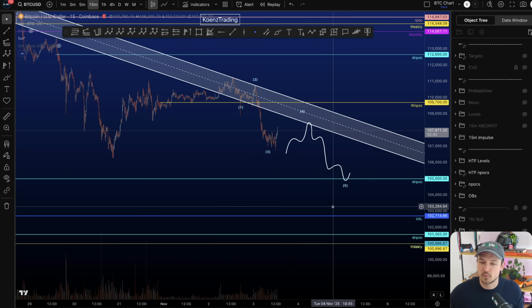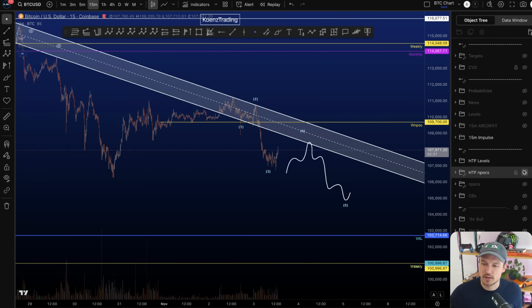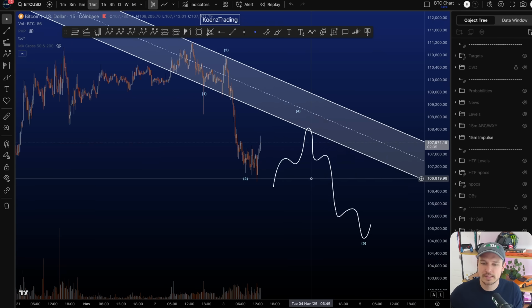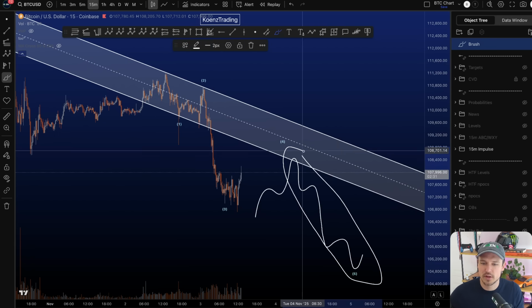But if wave 5 would extend and go a bit deeper, of course, there's still levels lower as well. Level to level, see what we get by all means. In an impulse to the downside, you want to see a 5 wave structure.